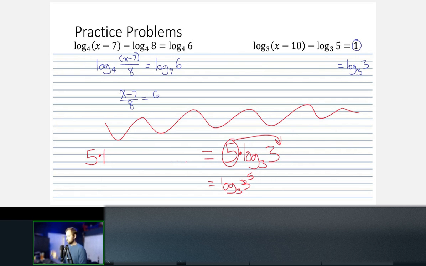And then if you wanted to, we would do 3 to the 5th power, some really big number. I don't know.